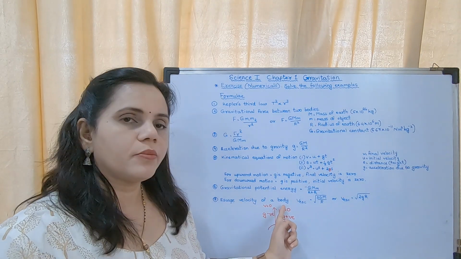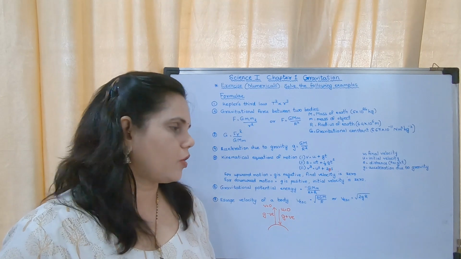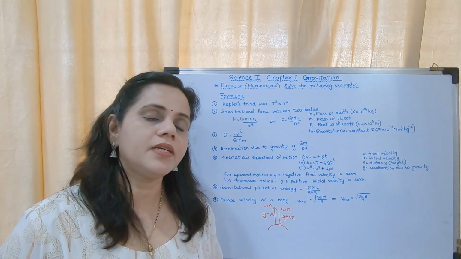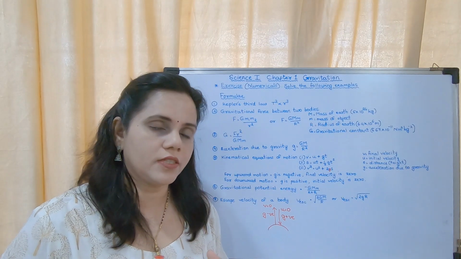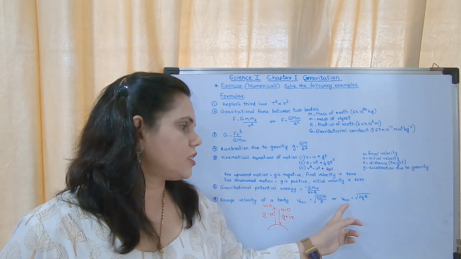Escape velocity of a body, v escape, is equal to root of 2 G M upon R, where G stands for the gravitational constant, M is the mass of the planet or whatever object for which we are calculating, and R is the radius. And what is v escape?